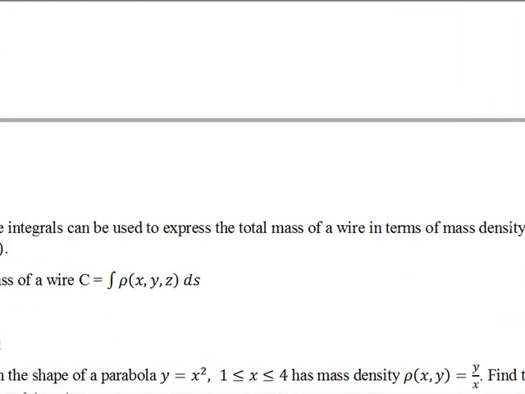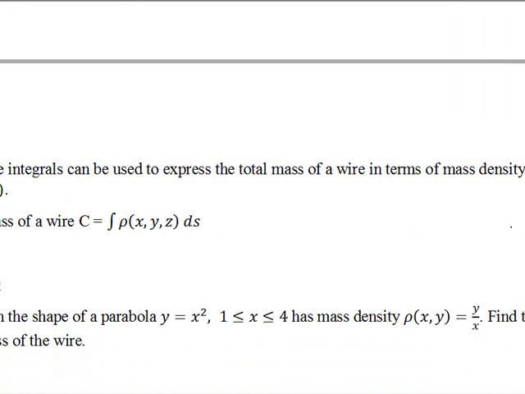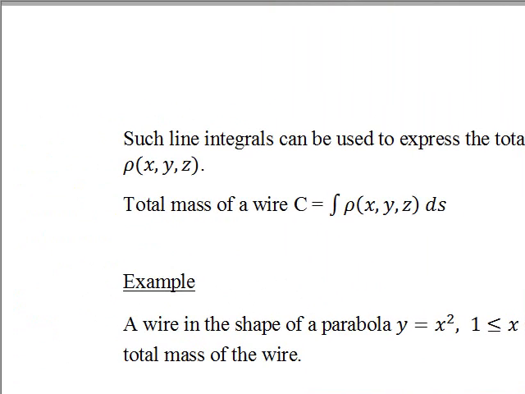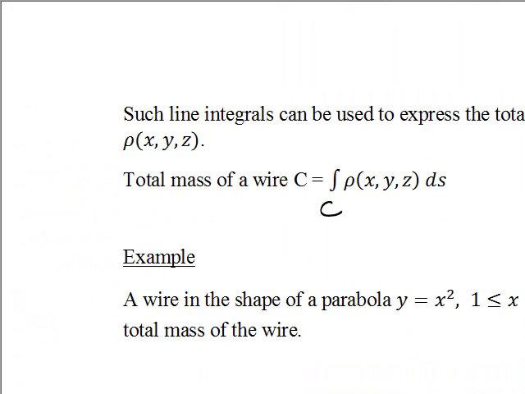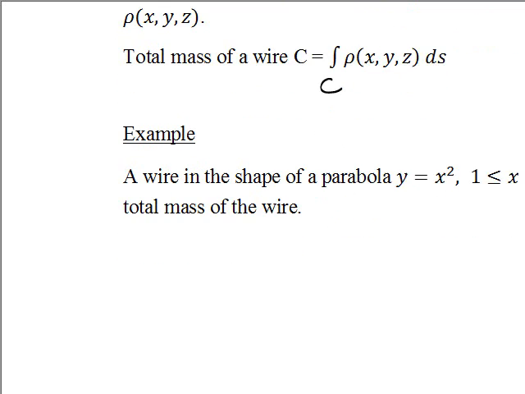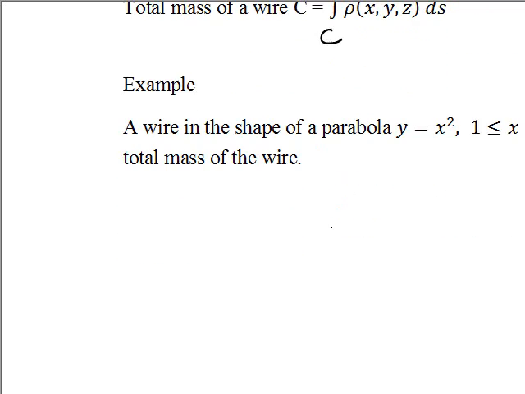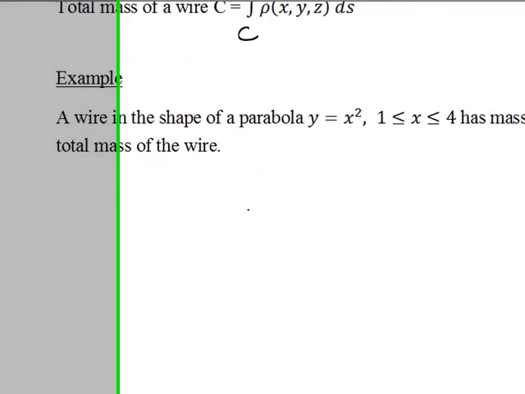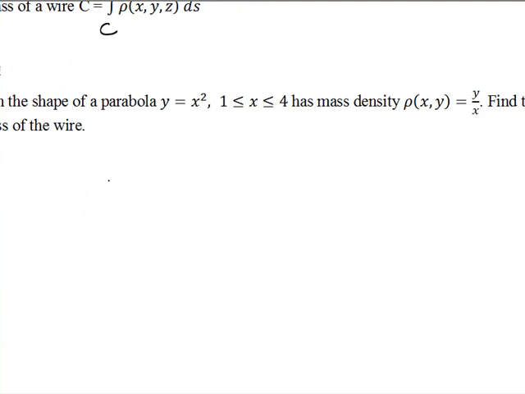Okay, next one. Line integrals can be used to express the total mass of a wire in terms of mass density rho. The formula for the total mass of a wire C is the integral over C of the density, ds. Okay, so let's just do an example here. A wire in the shape of a parabola, y equals x squared, where x goes from 1 to 4, has mass density rho equal to y over x. Find the total mass of the wire.